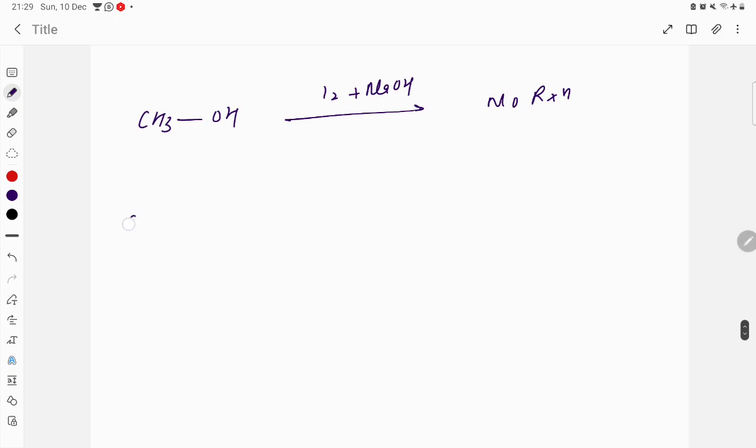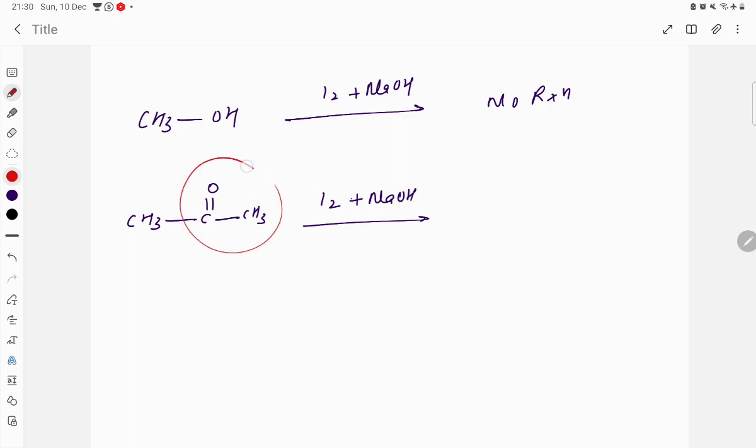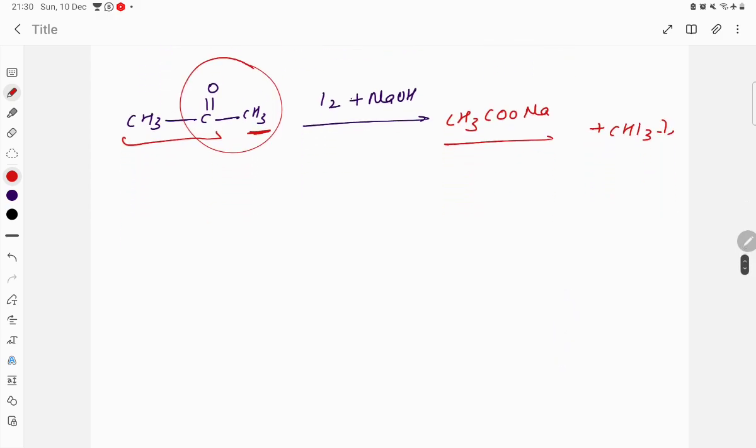Here, if I take CH3 C double bond O and CH3, and you are treating with I2 plus NaOH, you see this is a methyl keto group. So this methyl group will be converted into CHI3. What is left, student? The two carbons are CH3COONa.